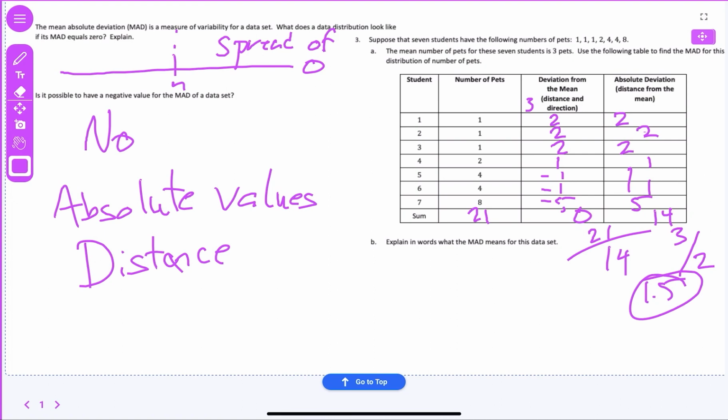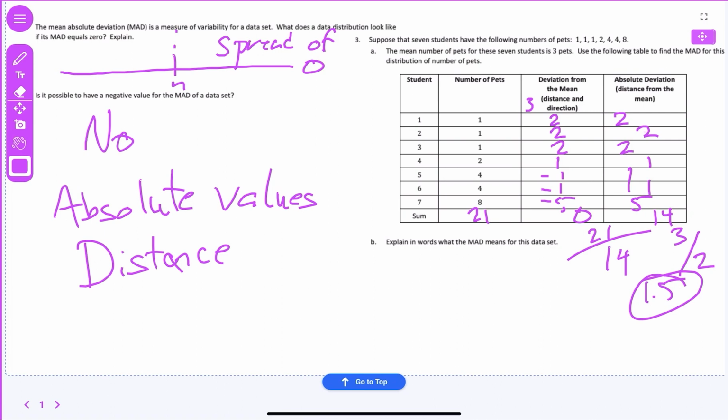A typical value is what? It's 3. Well, all the other values are typically 1.5 away from the mean. So the MAD tells you the typical value, or the distance away from the mean. It is the typical distance away from the mean is 1.5. Okay?